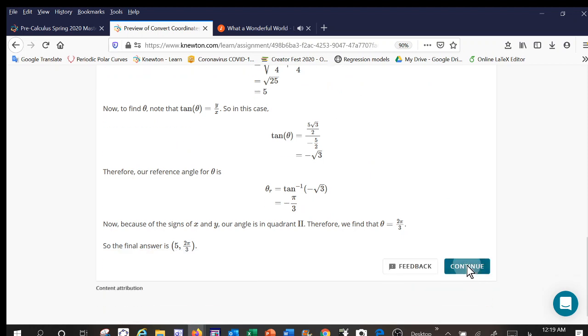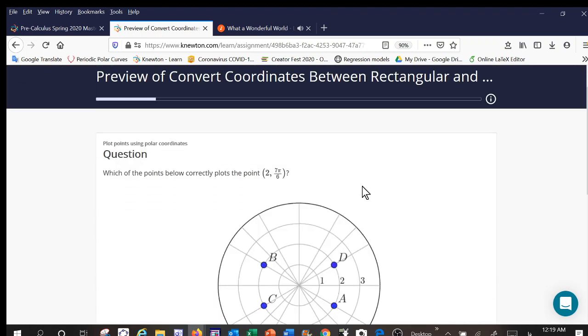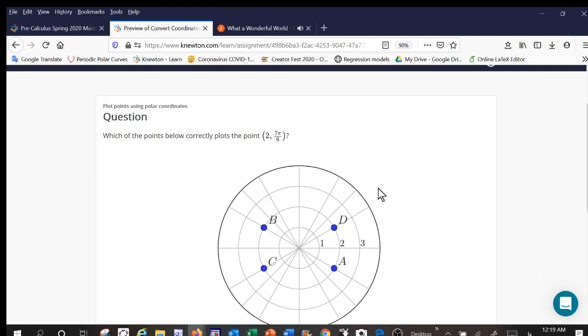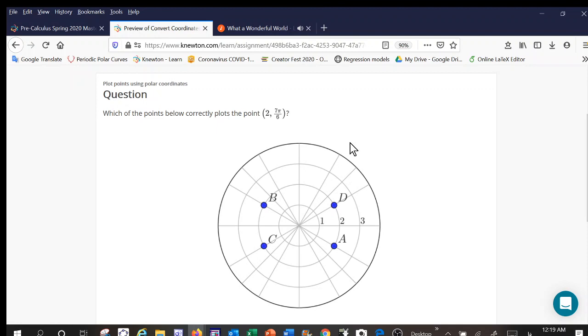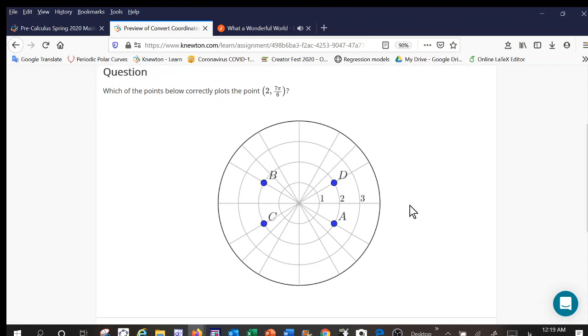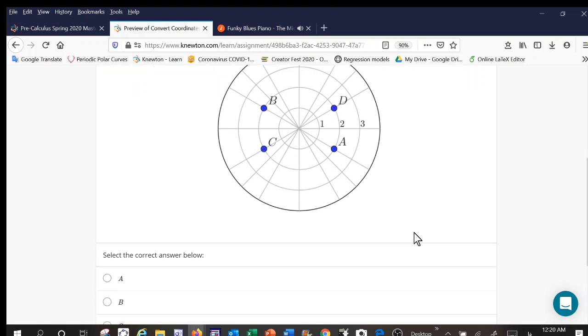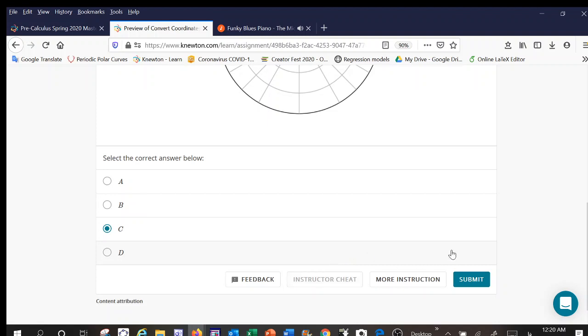All right. So which one of the points below correctly plots the point 2, 7 pi over 6? Well, you can easily tell, right? 7 pi over 6 is 7 times 30, which is 210 degrees. And this is 30, so each of these little ones is 15 degrees, and these are 30 degrees, right? So this is 210, so that's 180, that's 210, and then r has to be a positive 2. So it looks like the answer is C, right?